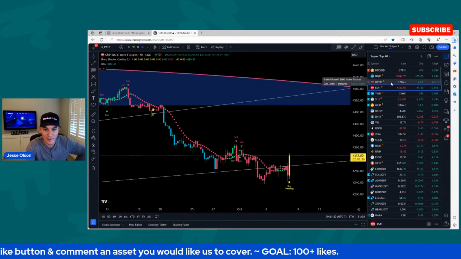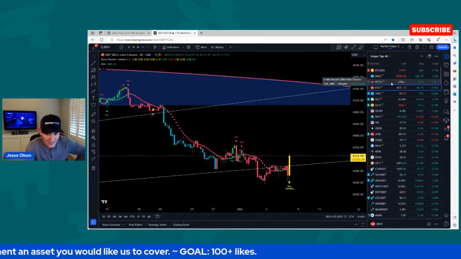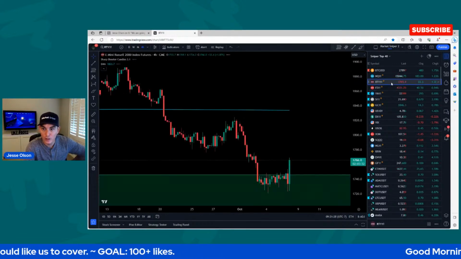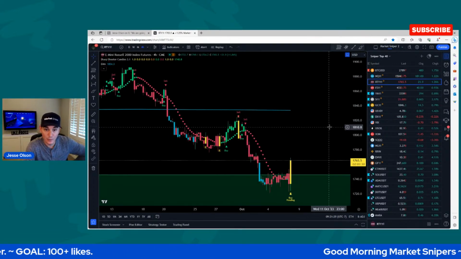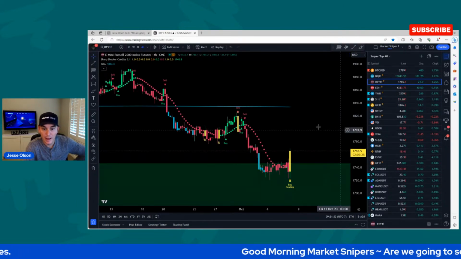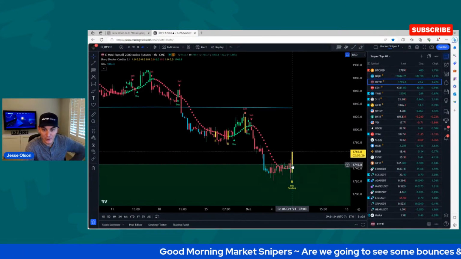So that's S&P 500, pending buy signal and reversal candle on the 4-hour chart. Same thing with the Russell 2000, pending buy signal and reversal candle, all in the same candle.